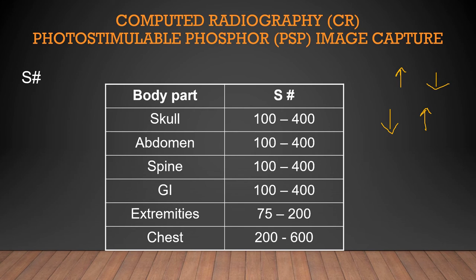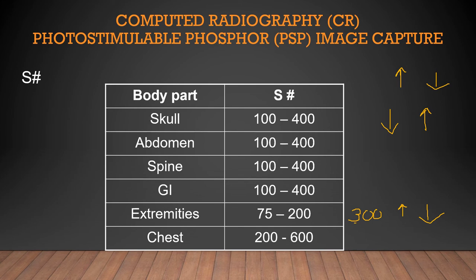Let's say that I took a hand x-ray and my S number was 300. My S number is too high, which means I've underexposed my patient. So it's backwards. That's why I don't like S numbers. It makes me think backwards. So remember that S numbers are backwards.